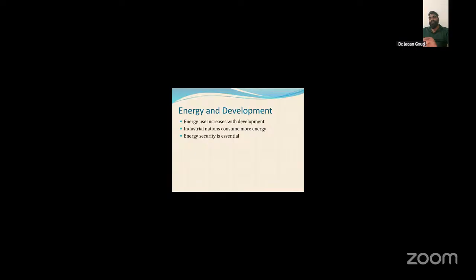Industrial nations consume more energy. Why do industrial nations consume more energy? Characteristics of industrial nations: industrialized countries have advanced manufacturing sectors, possess extensive transportation networks, use modern technologies, and maintain high living standards. These factors lead to higher per capita energy consumption.